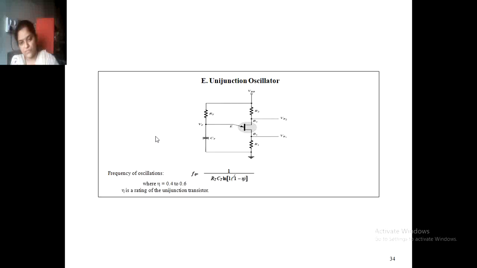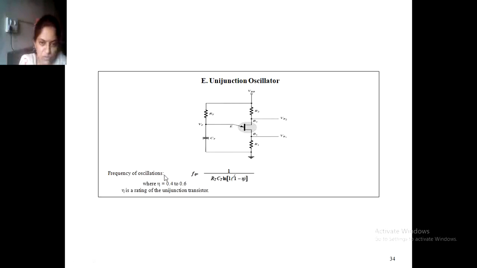In the unijunction oscillator, a UJT is used instead of the FET. It has one emitter terminal and two base terminals, and across these two base terminals we take the output. R1 and R2 are the resistors used in series in this connection. RT should provide the threshold voltage for VE, and this is the capacitor.